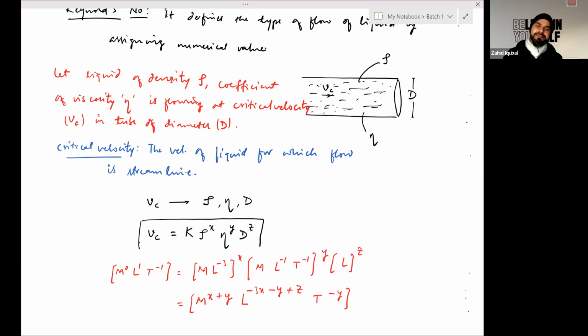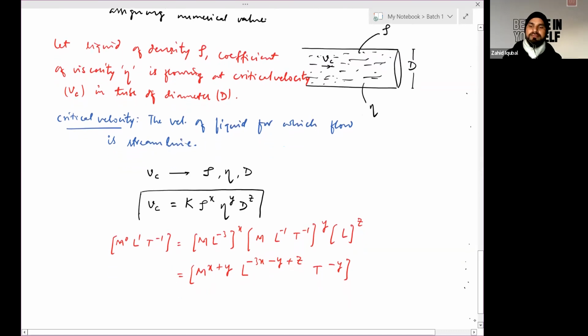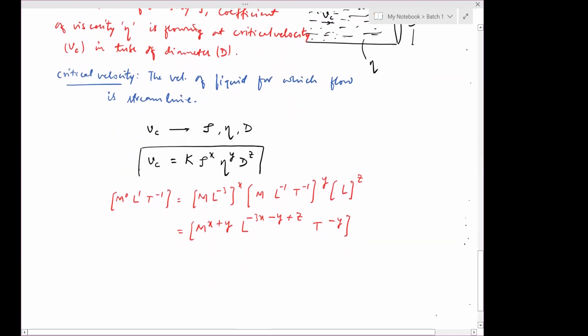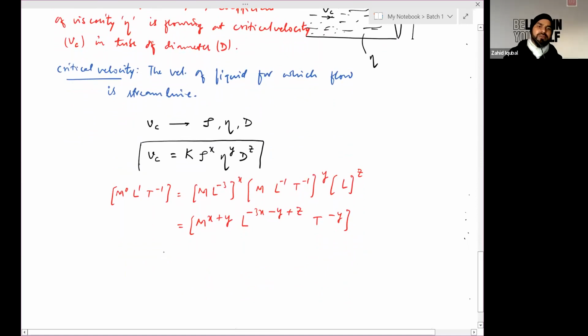You all have written? Yes, sir. Now just compare the exponent of each term on both sides and try to find the values of x, y, and z. On comparing the exponents, try to find the values of x, y, z.